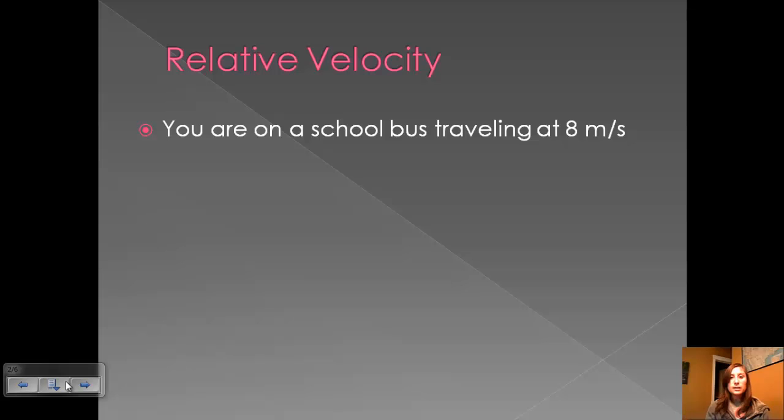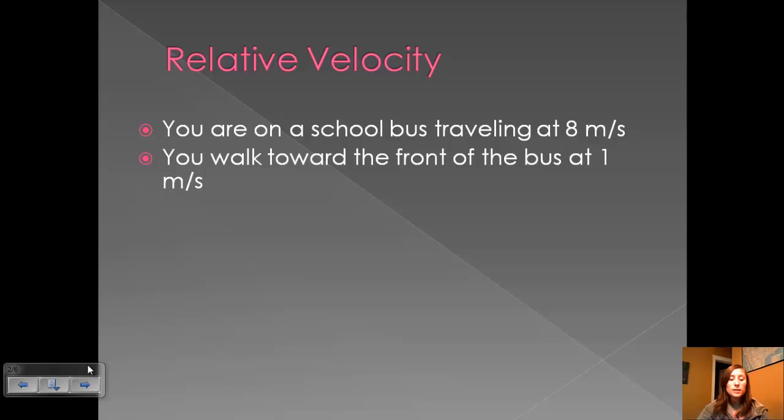So if you are sitting still, you're not moving in relationship to the table, but you are moving in relationship to Earth, because Earth is moving around the sun. And this is kind of the same thing as that. So let's say you're on a school bus traveling at 8 meters per second. Okay, and you walk towards the front of the bus at 1 meter per second, which probably could get you a bus ticket now, so don't do that.